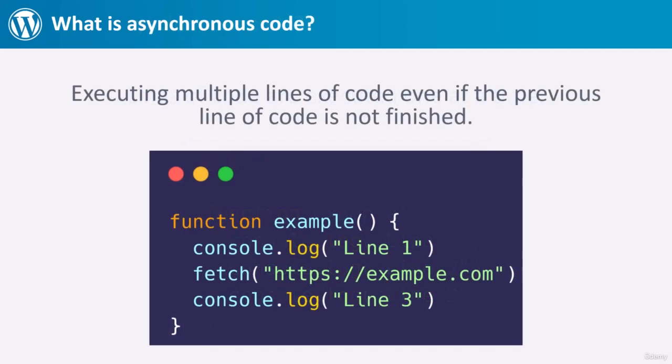On the other hand, we have asynchronous code. Asynchronous code will allow for multiple tasks to run. We don't have to wait for the previous line of code to finish running before running the next line of code. Take a look at this example.